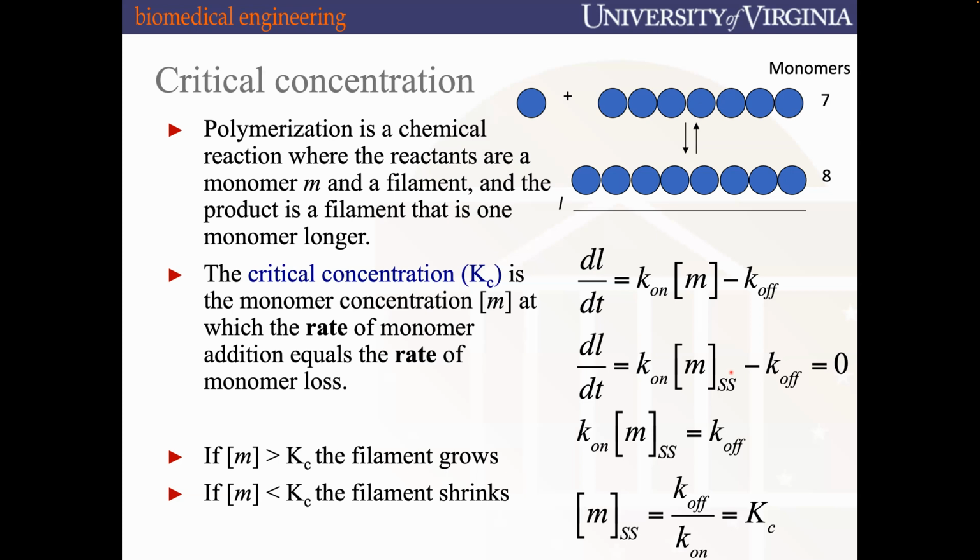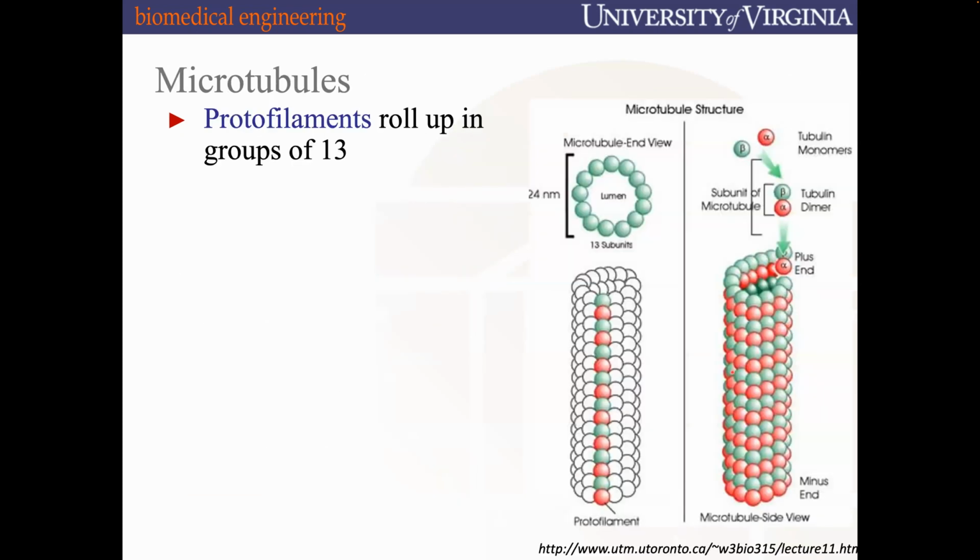Yeah. So eventually these polymers are always going to reach steady state as long as this Kc is not changing. So this is generally how these filament growth and shrinkages will be regulated. And we'll talk about that more specifically, what that looks like with different types of filaments. All right, thanks for the questions, everyone.